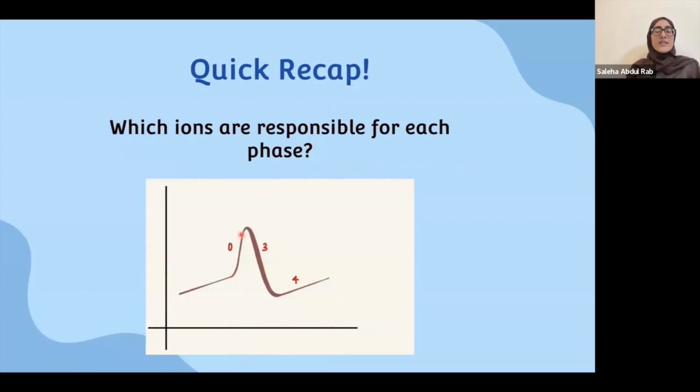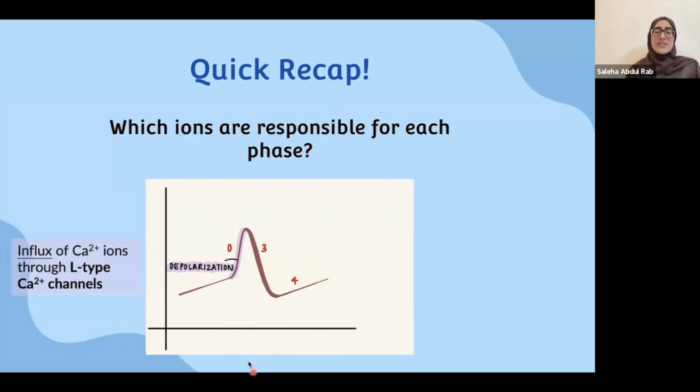Let's start with phase 0. Which ion is coming in or going out, and what type of channel are we talking about in phase 0? Here, we're looking at depolarization, right? And what's happening is there's an influx of calcium ions through L-type calcium channels, right? Yep, perfect.